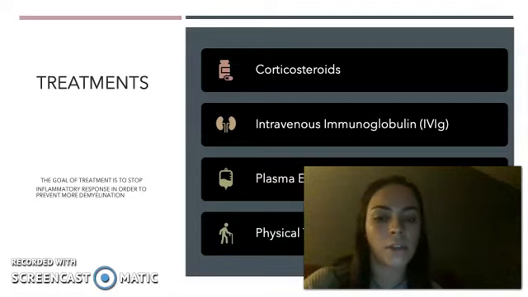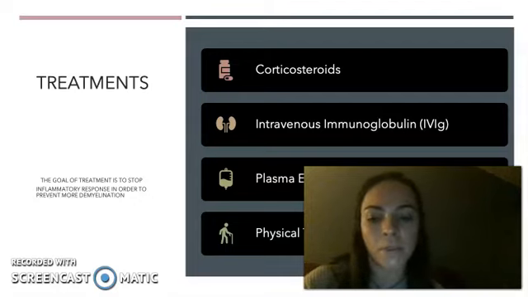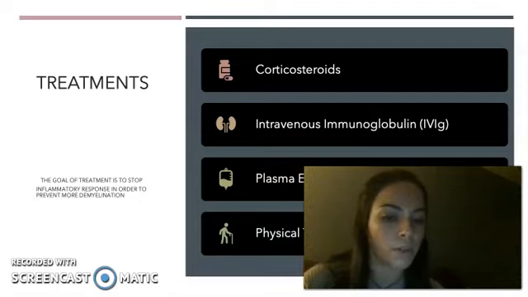CIDP can be treated in a few ways. The goal of these treatments is to stop the inflammatory response in order to prevent more demyelination. Things like corticosteroids, intravenous immunoglobulin, IVIG, plasma exchange, and physical therapy are ways to treat CIDP. IVIG is proven effective and an alternative to steroids with fewer side effects. IVIG can be kept up long-term, but also can be considered for weaning after a period of stability for more than 6 months.